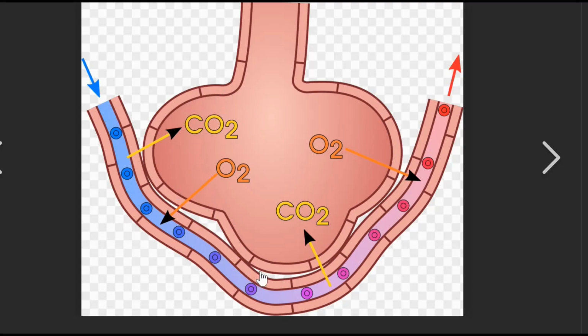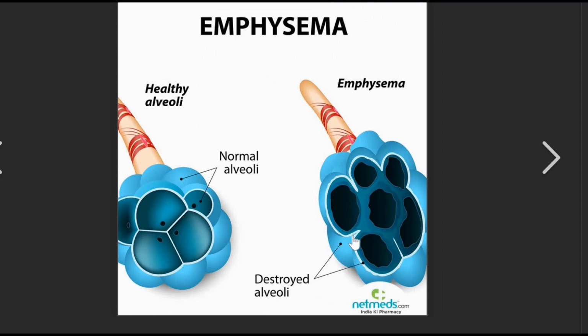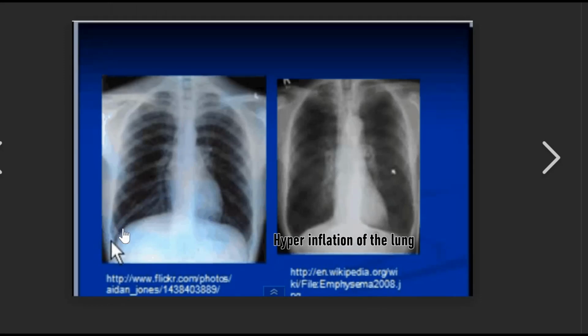So when the alveoli are damaged in emphysema, this gas exchange may not take place. The alveoli cannot inflate and deflate. The carbon dioxide cannot fully exhale from the alveoli and air gets trapped in the alveoli sac. That leads to hyperinflation of the lung. If you look at the X-ray, this is the normal lung, whereas this happens over time. The lung is enlarged, hyperinflation of the lung.